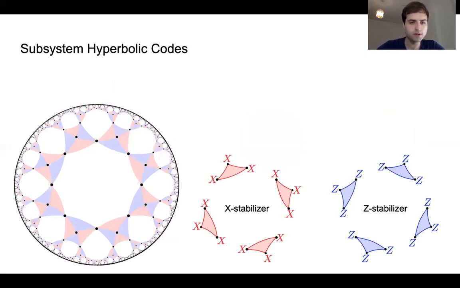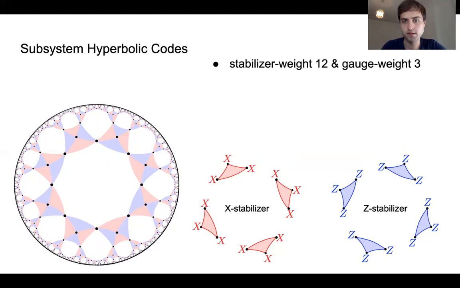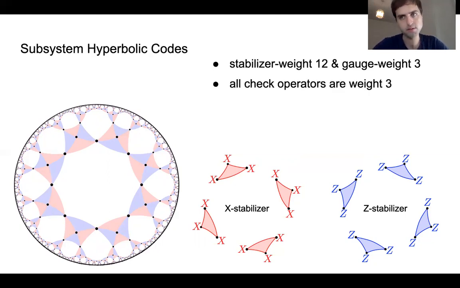And in that alternative representation I showed you before, where we've got data qubits associated with vertices of this triangulated lattice, we've now got 4 of these 3-qubit X gauge operators in each face and 4 Z gauge operators in each face. So we've now got stabilizer weight of 12, but the gauge weight is 3. So all of the actual check operators that you have to measure are weight 3. And now we've got an improved encoding rate.